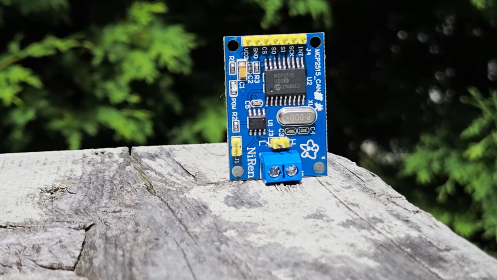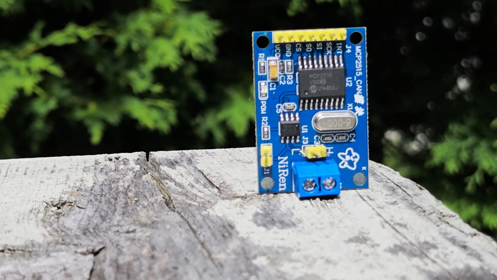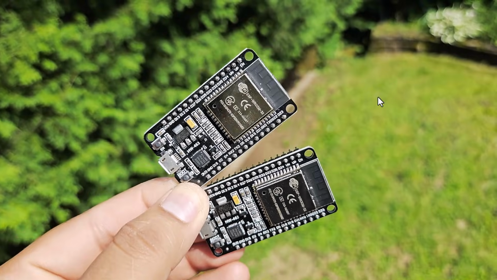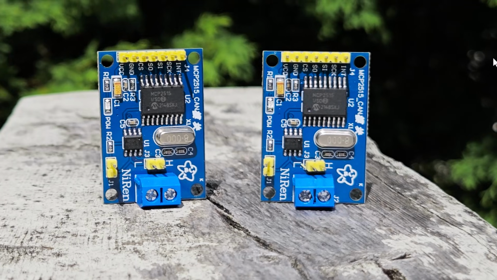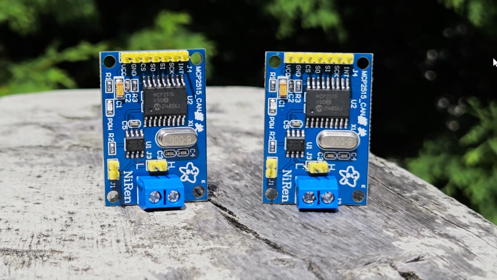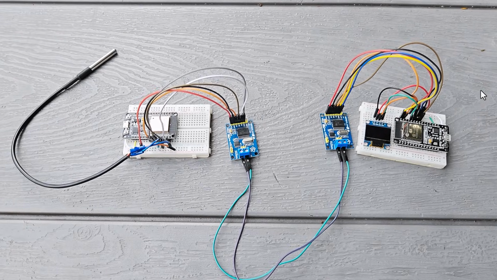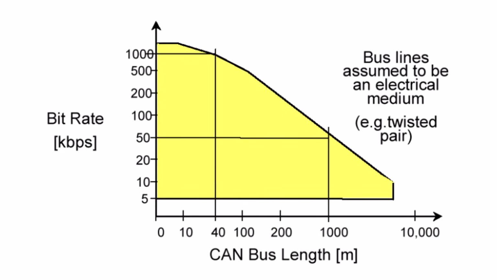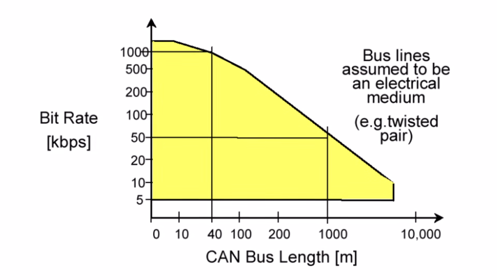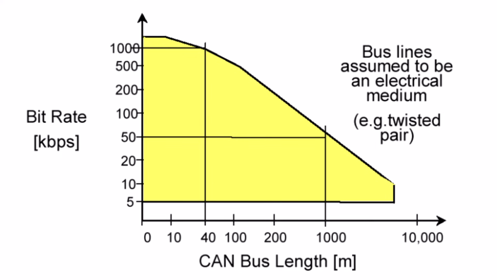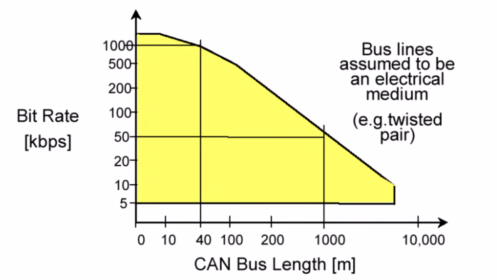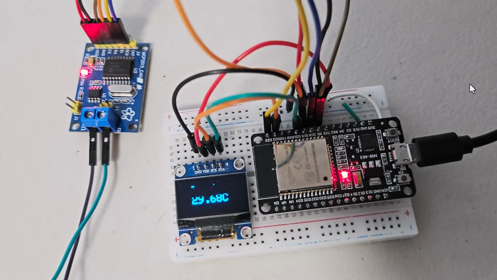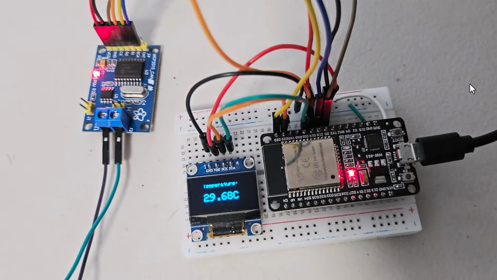In this guide, we will learn about the CAN bus communication protocol using the Microchip MCP2515 CAN bus module and a pair of ESP32 boards. Using the pair of MCP2515 CAN bus modules, we will send the temperature sensor data over a distance of a few centimeters. Typically, the communication speed for CAN ranges from 50 kbps to 1 Mbps, and the distance can range from 40 meters at 1 Mbps to 1000 meters at 50 kbps. So, let's begin with today's guide.